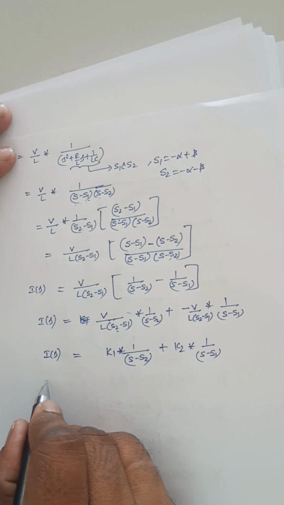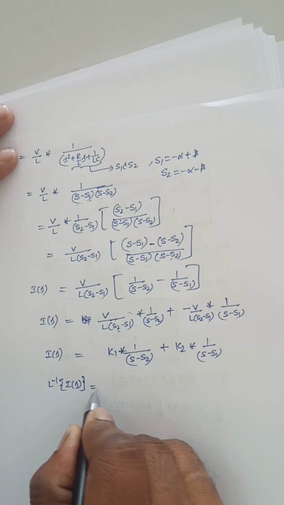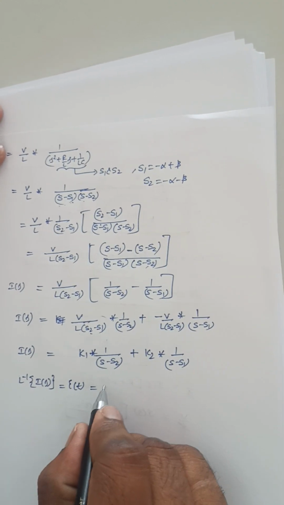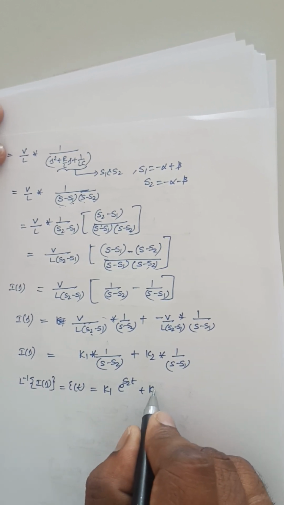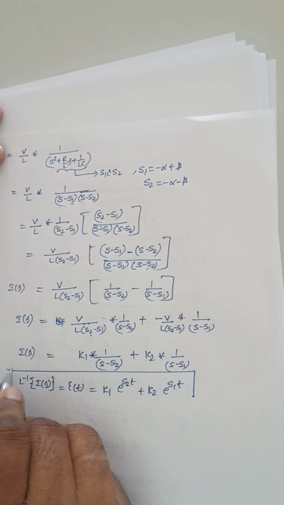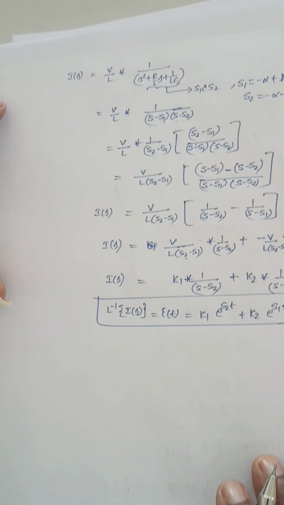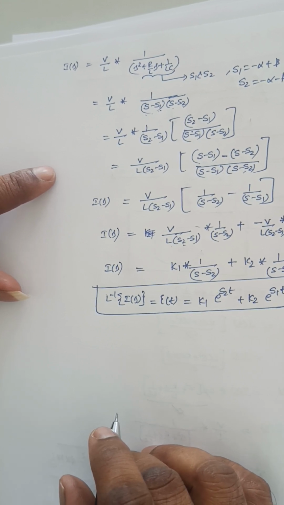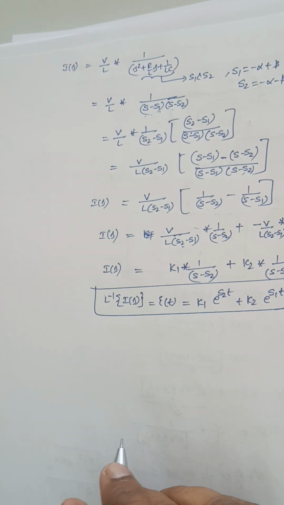Now take the inverse Laplace transform for this I of s. L inverse of I of s is equal to I of t, and it is like 1 by (s minus a). So the inverse Laplace transform is k1 into e power s2t plus k2 into e power s1t. So this is the I of t expression for the RLC circuit, and it has three cases depending upon the values of r by 2l and 1 by root LC.